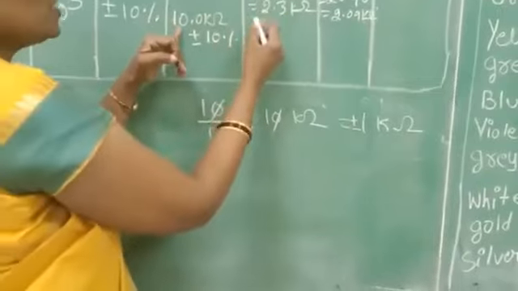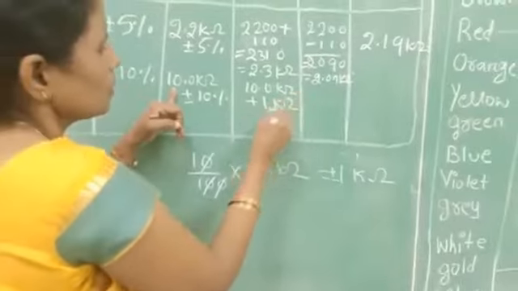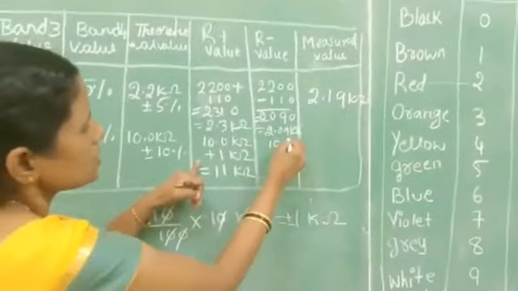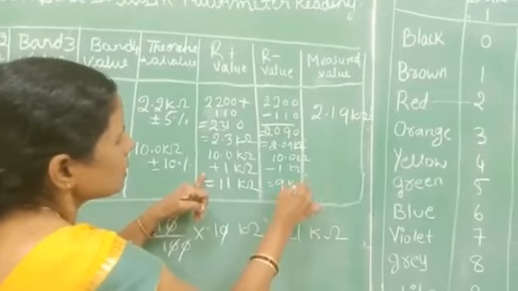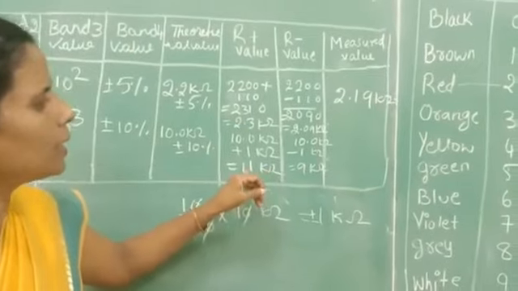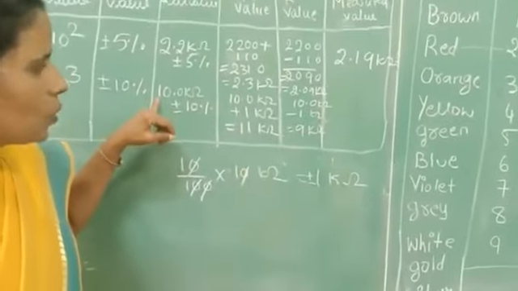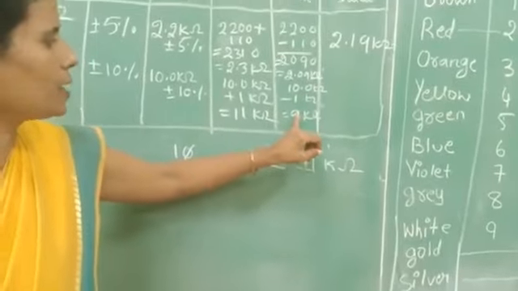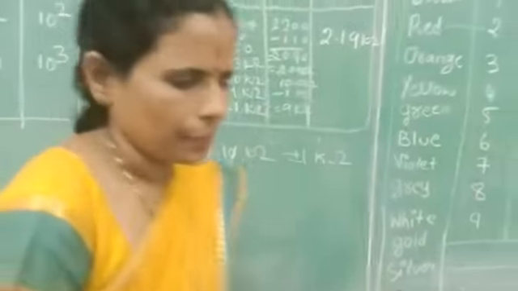So what is the R plus value? 10 kilo ohm plus 1 kilo ohm is equal to 11 kilo ohm. What is the minus value? 10.0 minus 1 kilo ohm. So the answer is 9 kilo ohm. I should get a value between 9 kilo ohm and 11 kilo ohm in the multimeter. The true value I should get is 10 kilo ohm. Exactly I may get 10 kilo ohm, or I may get between the two values 9 kilo ohm and 11 kilo ohm. Let us check with this multimeter.